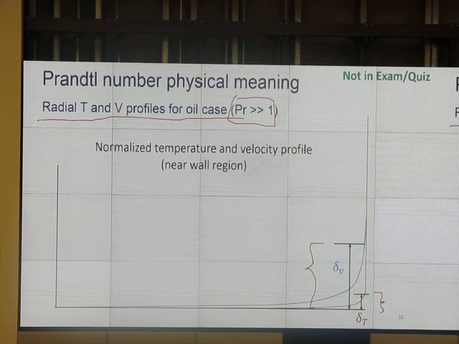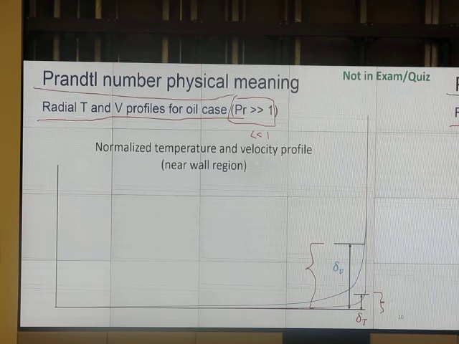Okay. So if Prandtl number is a lot less than 1, such as mercury, you can feel the temperature far away from the wall, but you have to go close to the wall to feel the impact of momentum. Momentum means at the wall, the velocity is 0, right? No change in velocity. So this is just the physical meaning of Prandtl number.